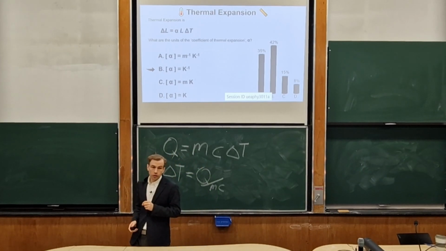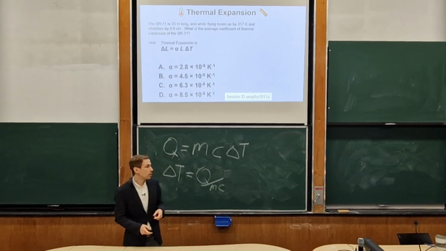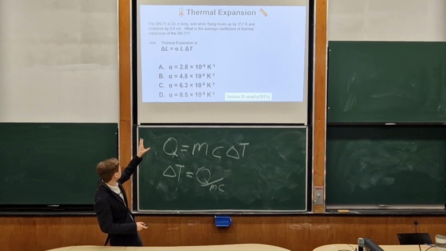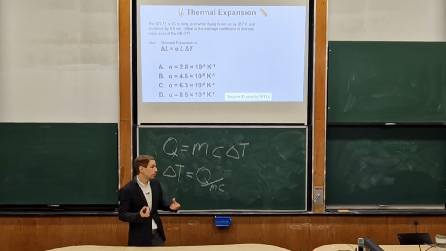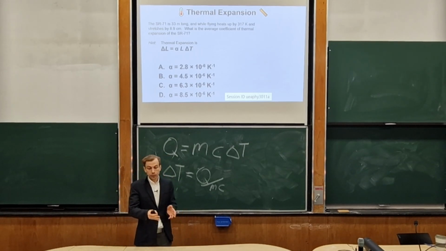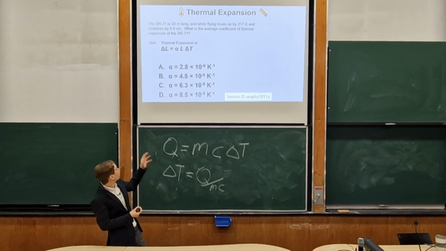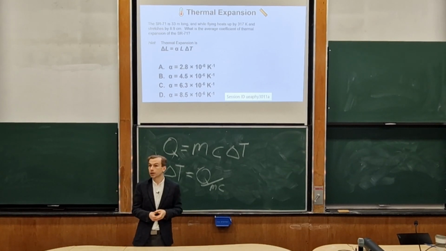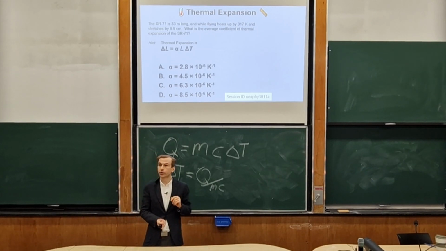So the last question for today, let's think about that example of the SR-71 Blackbird. So we know that the Blackbird is 33 meters long. That's our initial length. And when the Blackbird's flying, the pilots reported that the aircraft would stretch out by several inches, so about, let's say, 8.9 centimeters. Now the Blackbird really heated up a lot because it's flying many times faster than the speed of sound. So we know our delta T, our change in temperature, is about 317 Kelvin.